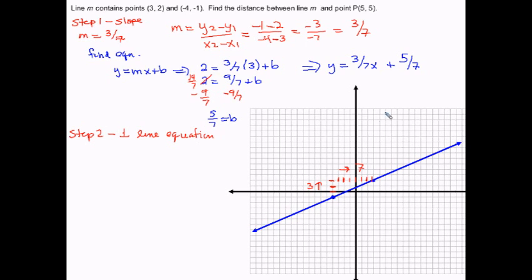Okay, my point P is at 5, 5, so I've got 1, 2, 3, 4, 5. 1, 2, 3, 4, 5. Okay, so I want to find the perpendicular line that'll cut through right here, so I can find the distance. I know my original slope is 3/7, so my perpendicular slope is going to be opposite, so negative, and upside down, so negative 7/3.